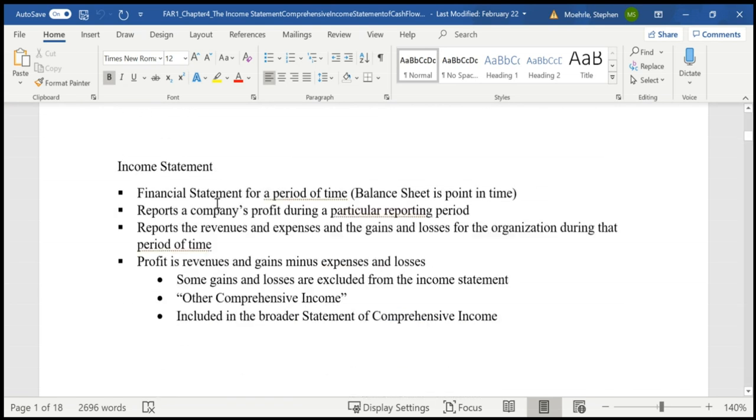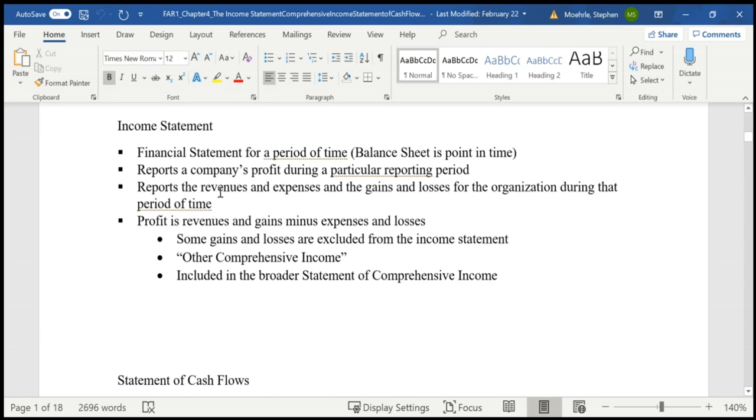Let's talk about the income statement first. The income statement is a financial statement that presents information for a period of time. Remember, the balance sheet was a point in time financial statement where we said exactly what assets and what liabilities we had at that particular point in time, 11/59 at the end of the accounting period.